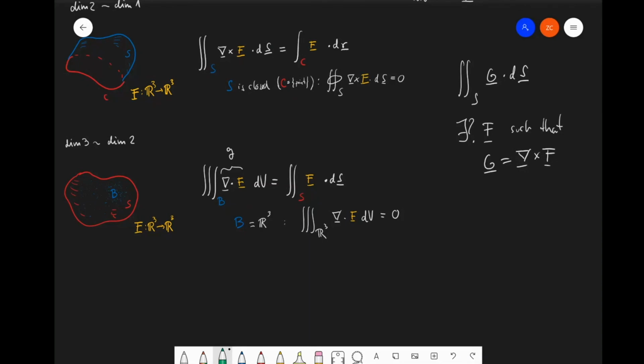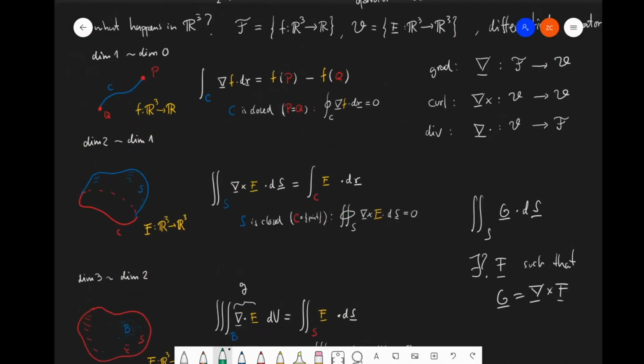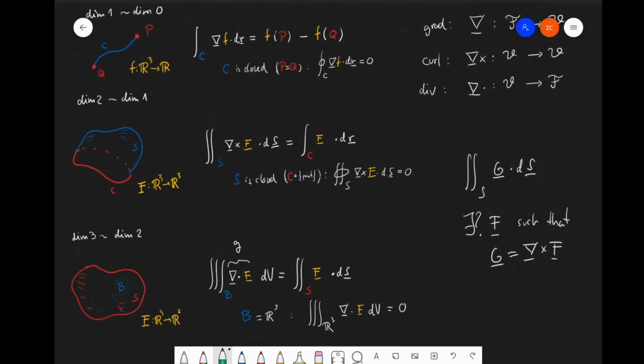By the way, just notice that you could write the integral here in Stokes' theorem with a circle, and the integral in Gauss's theorem or the divergence theorem with a circle, just to emphasize notation. But we can leave it at that.